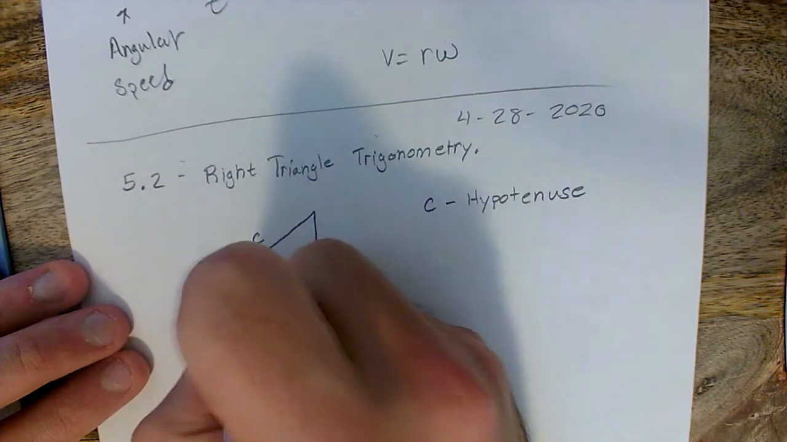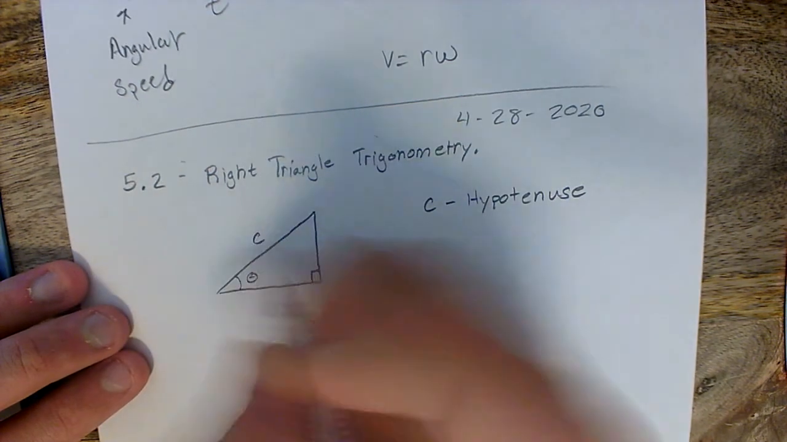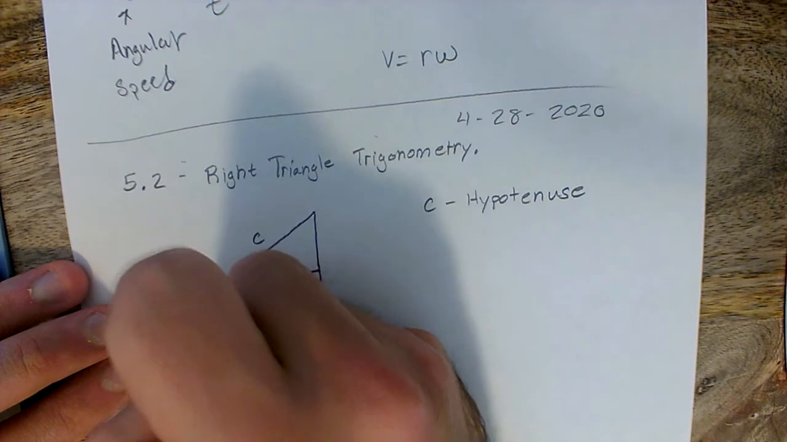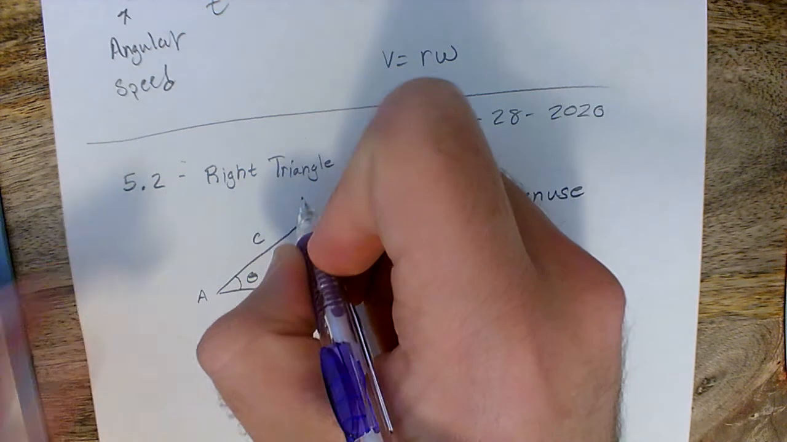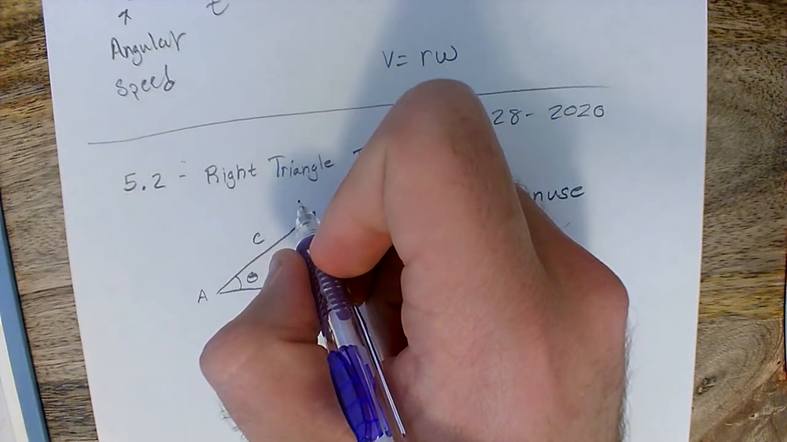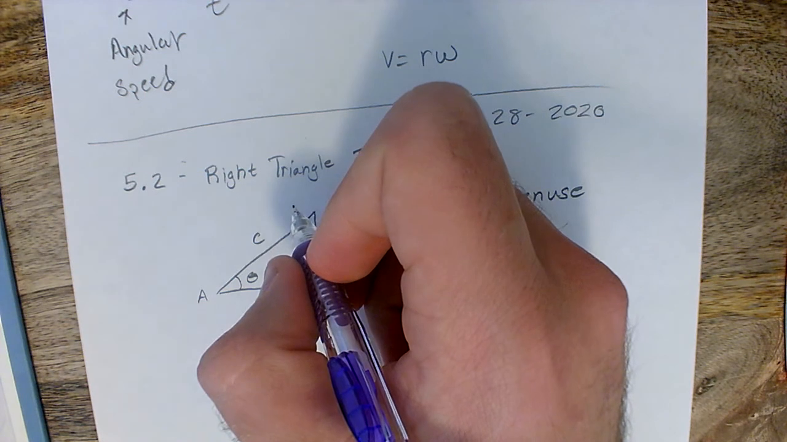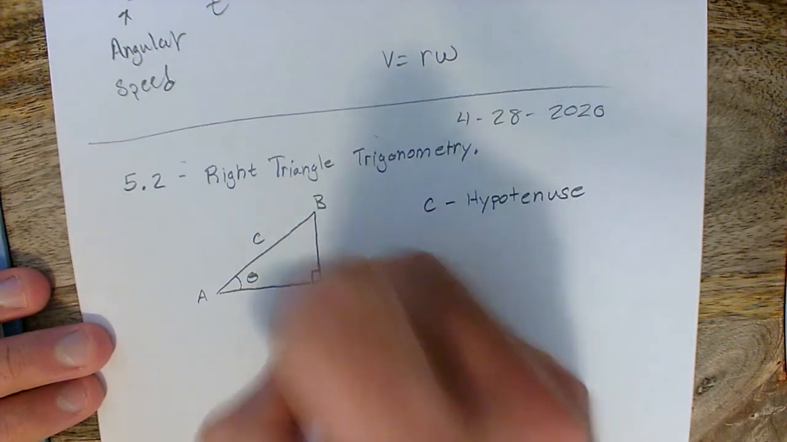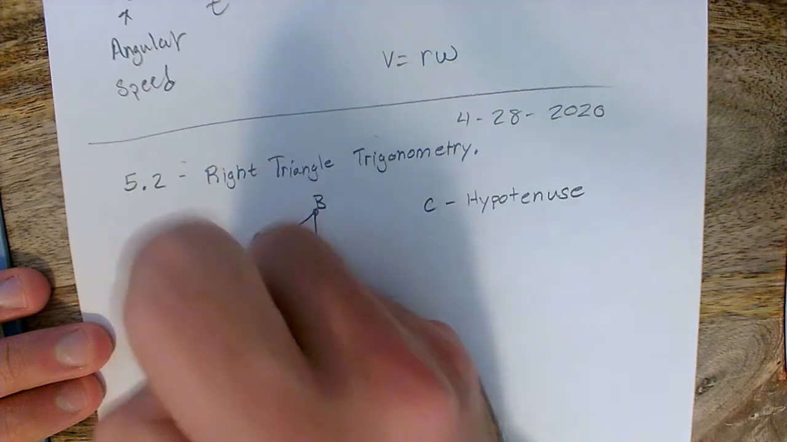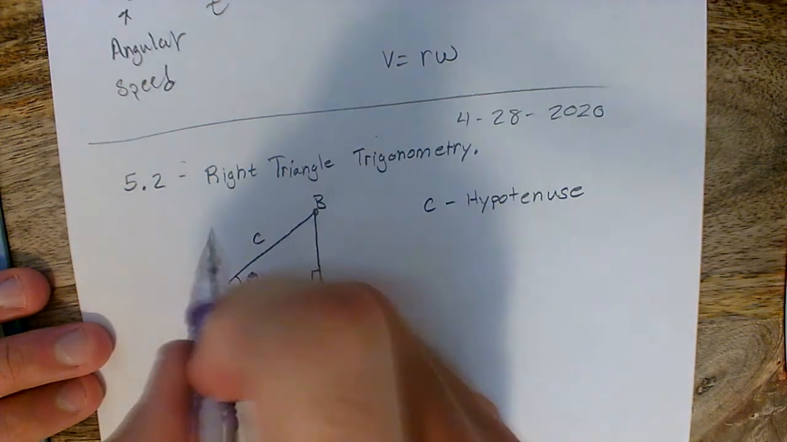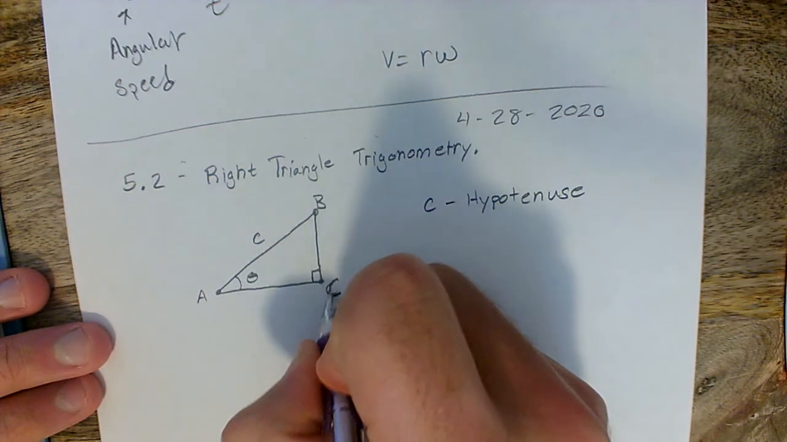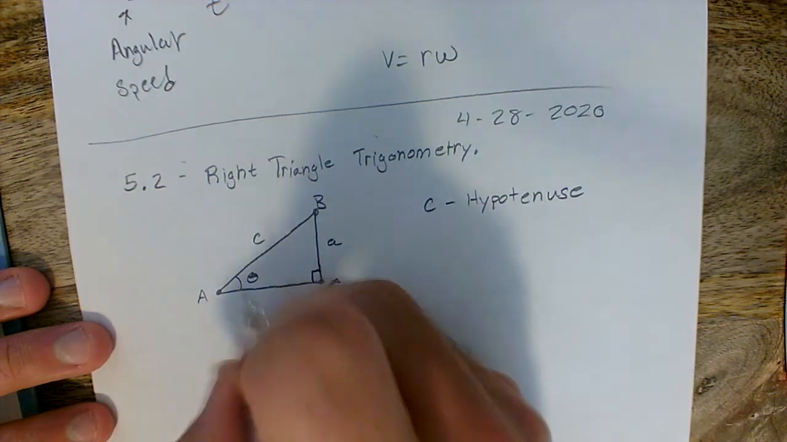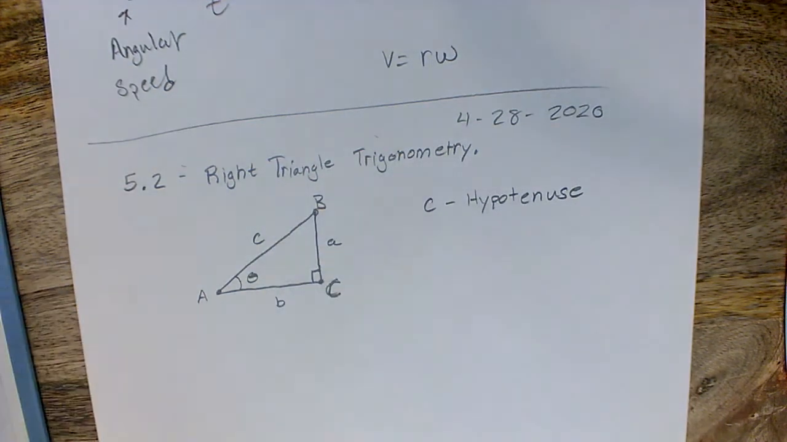Okay, we're going to label this angle here theta, and then we'll call this corner A, and then B and C. So A, B, and C are these points, not the sides. But so this is capital C, and this is little c. So the side opposite of A would be little a, and this side opposite of B would be little b.